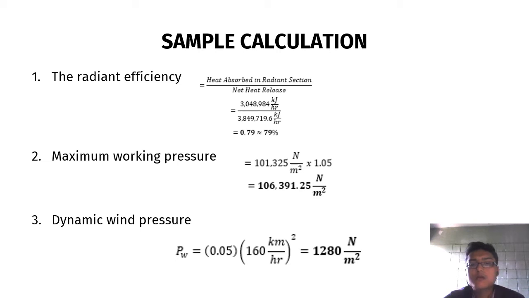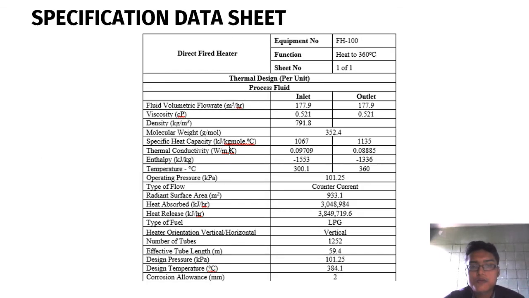You can see the radiant efficiency, the maximum working pressure that we can calculate, then the dynamic wind pressure, and the last one is the dynamic wind pressure. So here is the specification data sheet. At the head you can see the parameters of the streams involved in this furnace, the inlet and outlet streams, as well as the data that had already been calculated during this furnace design.